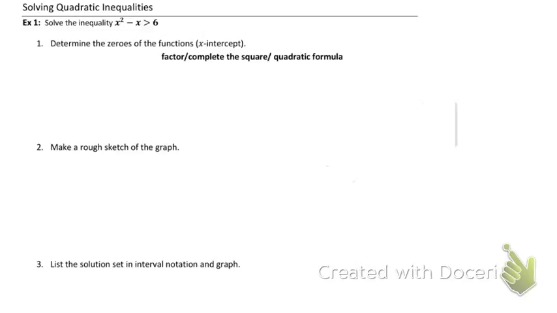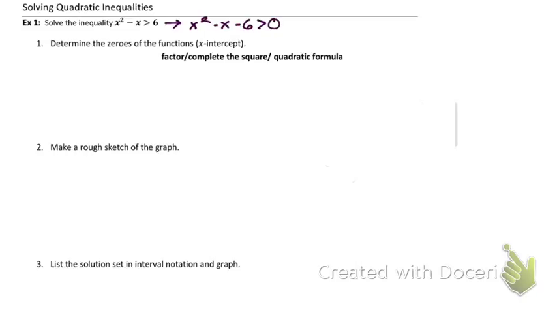So the question is, solve the inequality x squared minus x is greater than 6. So I'm going to look at my first step. My first step says determine the zeros. And why does it say determine the zeros? If I give you x squared minus x equals 6, we can't factor, we can't complete the square, we can't use the quadratic formula until it's equal to 0. So as soon as we're given an inequality, I'm going to rewrite it so that we can solve it. And that means we're going to have x squared minus x minus 6 is greater than 0.